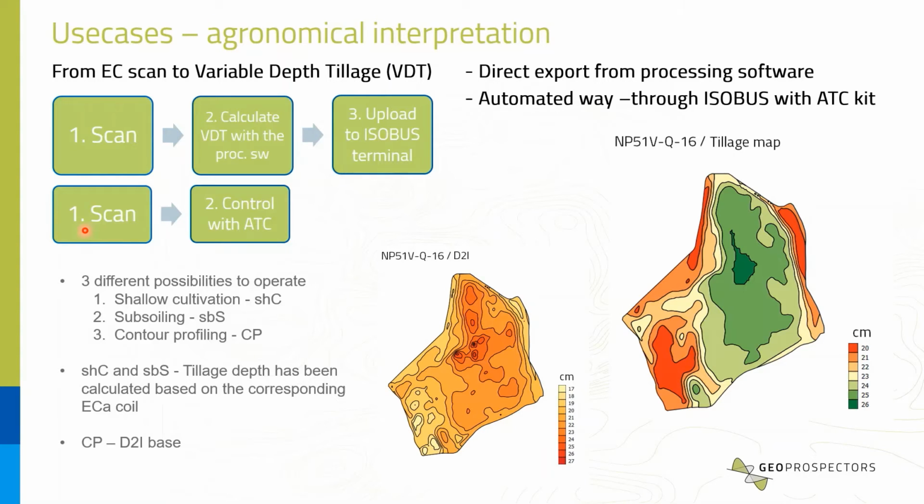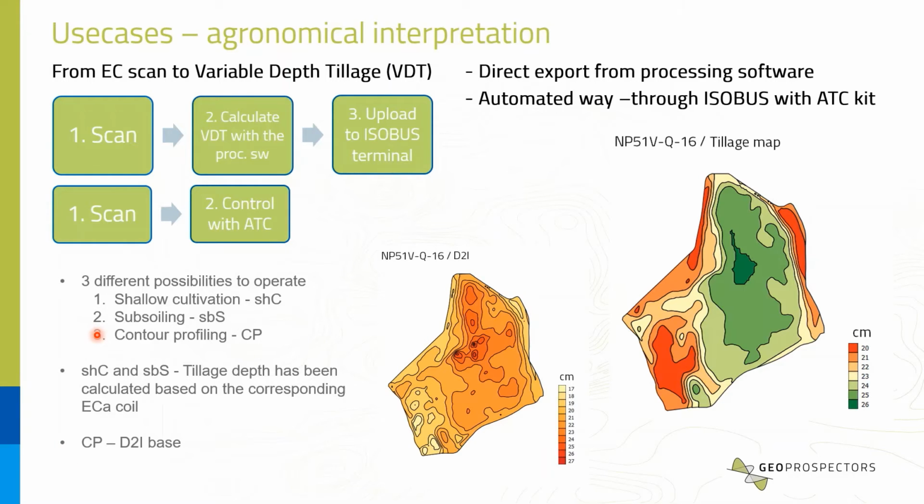In this way, the topsoil mapper operates the tillage equipment on the fly, with full online control, and you can set up three different possibilities to operate: shallow cultivation, subsoiling, and contour profiling. During shallow cultivation and subsoiling, the tillage depth will be set based on the corresponding ECA coil. For shallow cultivation, the first two coils will be used, and for subsoiling, the second and part of the third coil will be taken into account. For contour profiling, the depth to interface values will be taken into account.